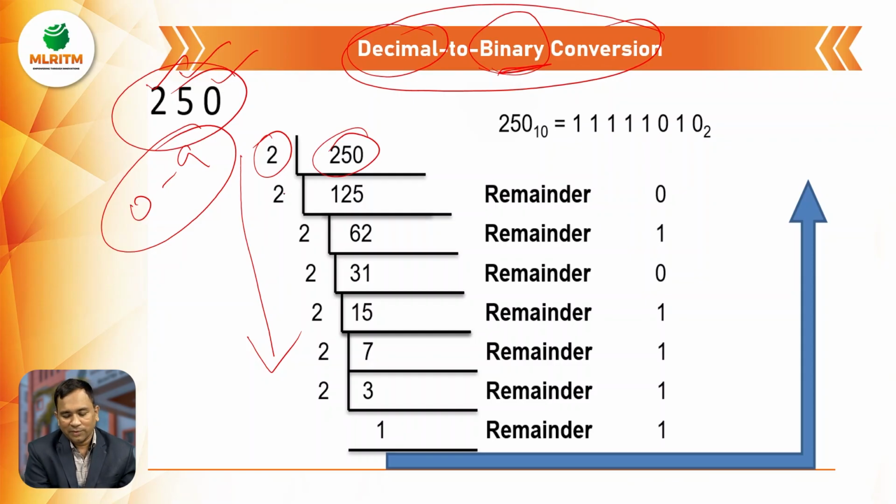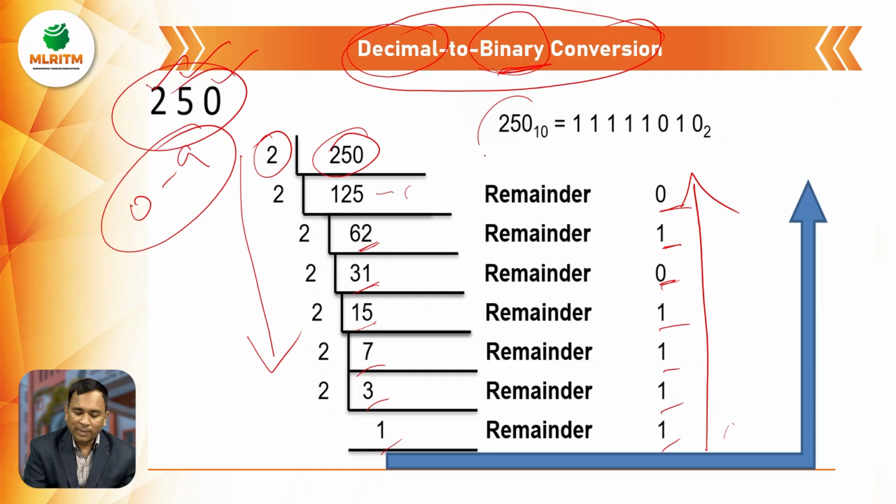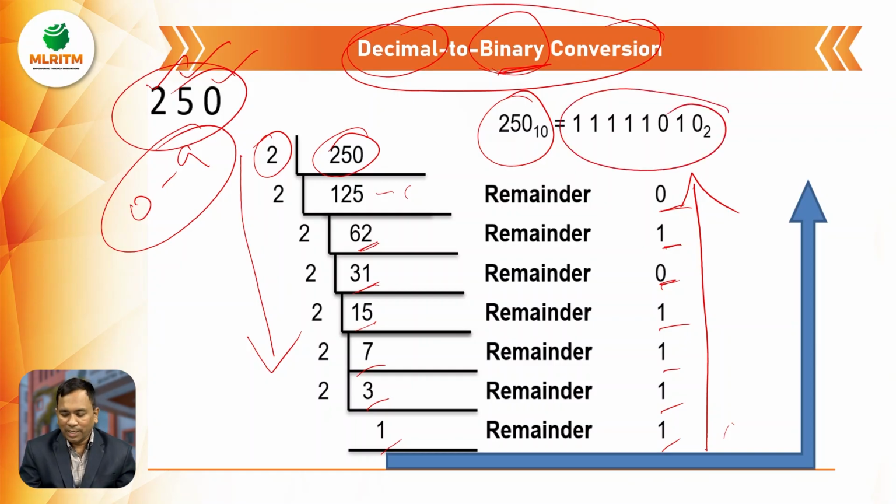So 250 divided by 2 gives 125, remainder 0. 125 gives 62, remainder 1. 31, remainder 0. 15, remainder 1. 7, remainder 1. 3, remainder 1. 1, finally remainder 1. After conversion, I take the output from bottom to top. So my decimal number is 250, and the output is converted into binary format. Remember, very important: in decimal to binary conversion, the output is taken from bottom to top, not from top to bottom.